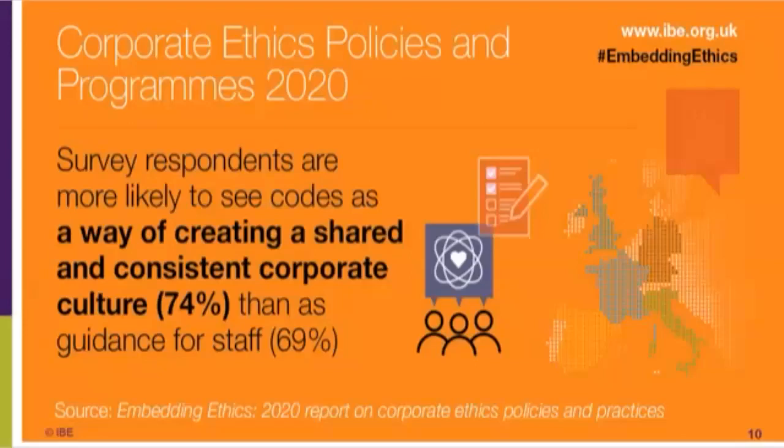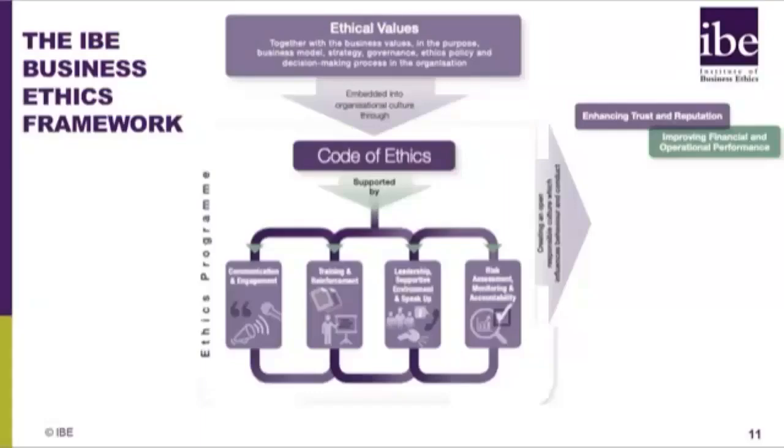At the IBE, we have designed this framework that you can see on the slide now. This is basically the product of the work that we've done with different organizations of all sizes, and we have identified these different elements of a company's ethics program. As I mentioned, everything starts with the ethical values, which are then translated into a code of ethics that explains how these values apply in practice to the specific organization. But the code of ethics is necessary but not sufficient. A code on its own is not enough to ensure that ethical standards are embedded at all levels in a business.